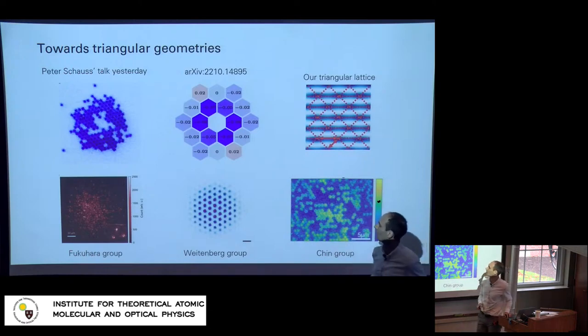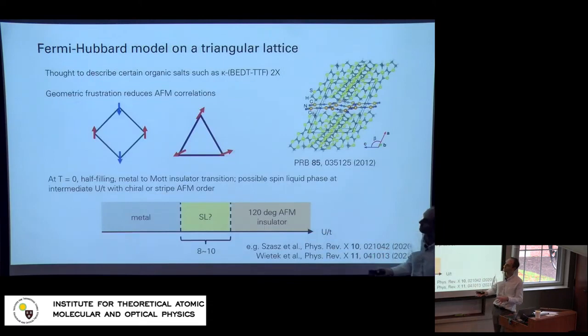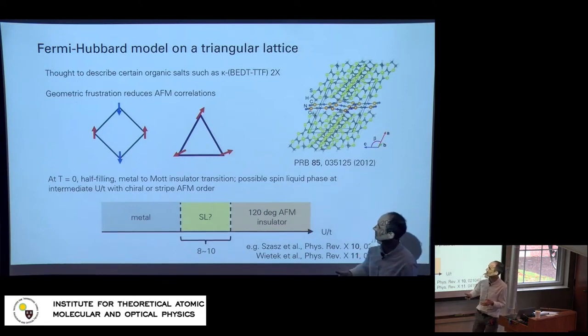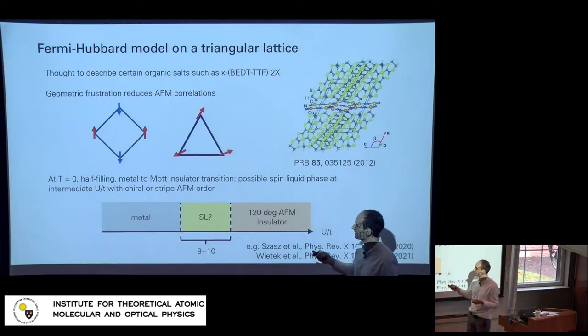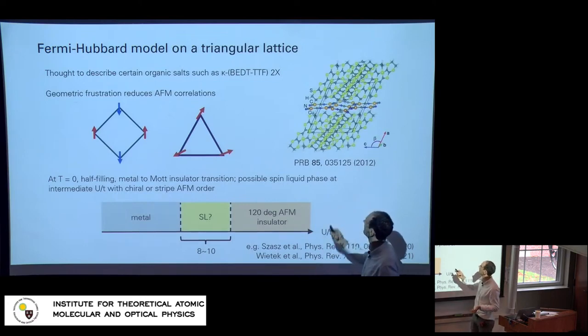And so why is it interesting to look at triangular lattices now? Obviously, because it brings some geometric frustration between the spins, which strongly reduces AFM correlations. In condensed matter experiments, these triangular lattices are thought to describe some organic salts, which have been investigated pretty heavily because it is thought that in certain parameter regimes these materials can host spin liquid phases.